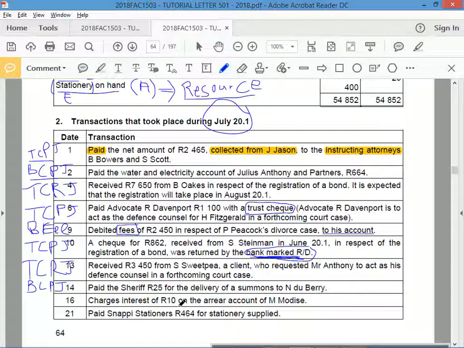Charges interest of 10 on the arrears account of M. Corsi?